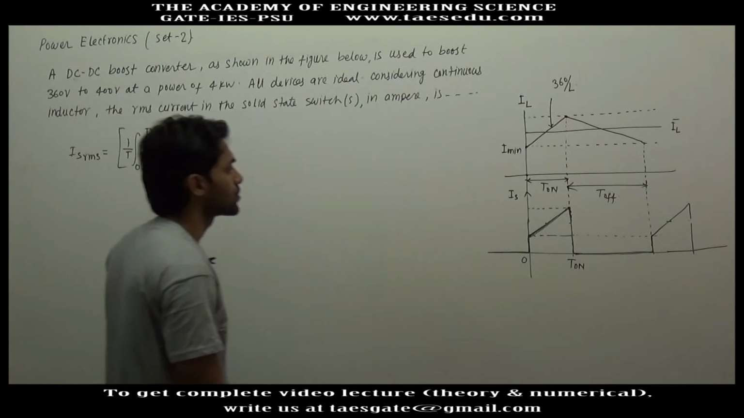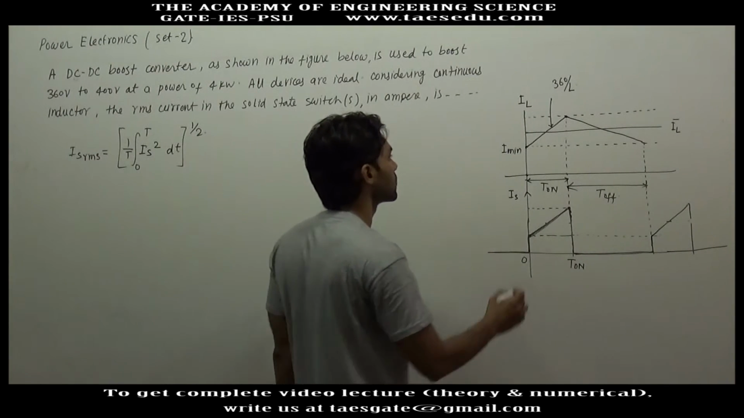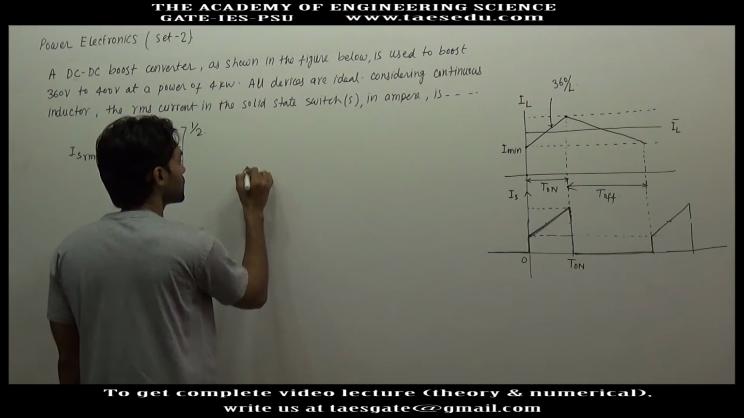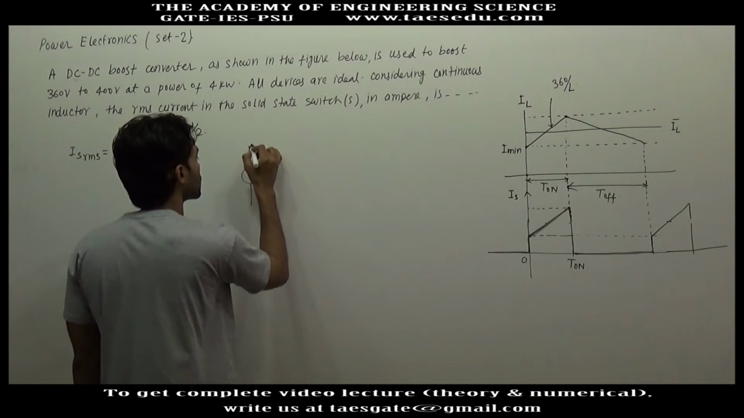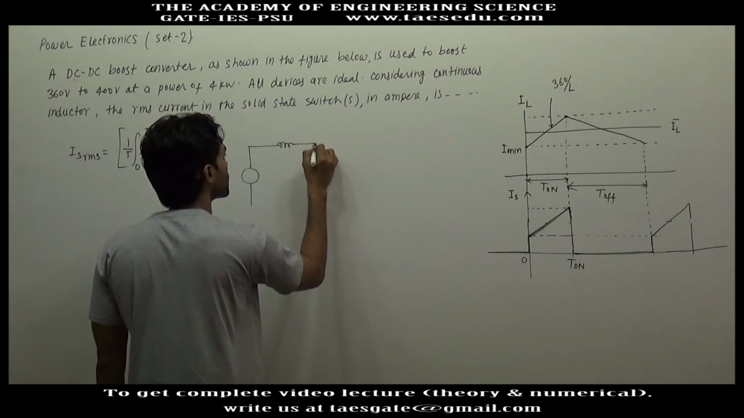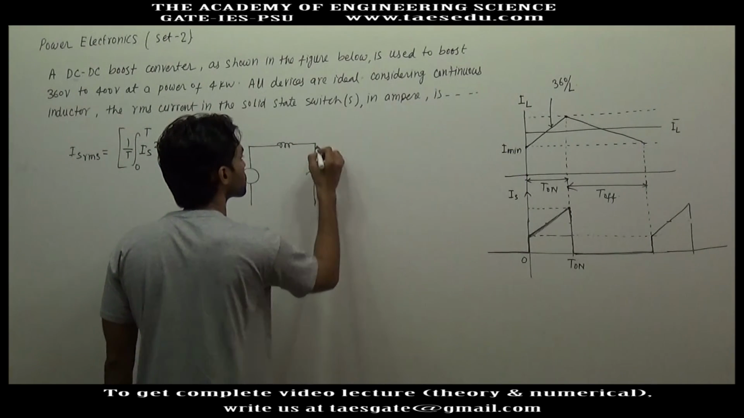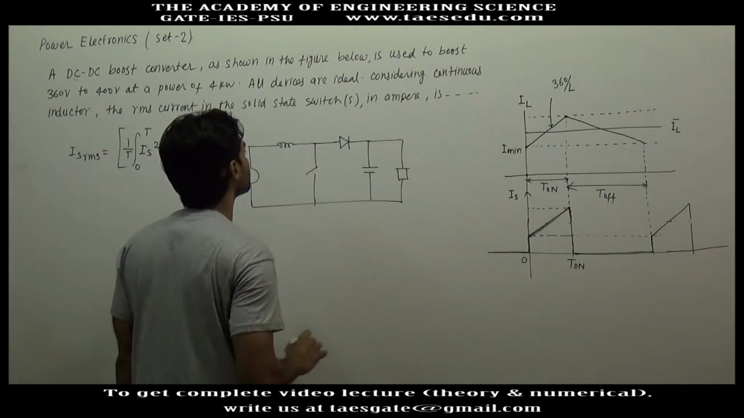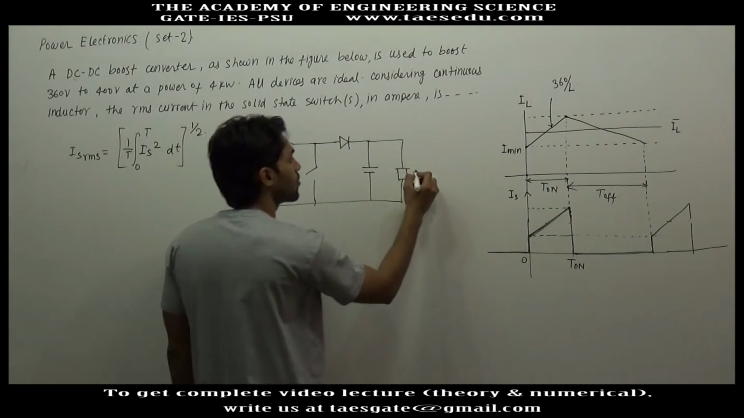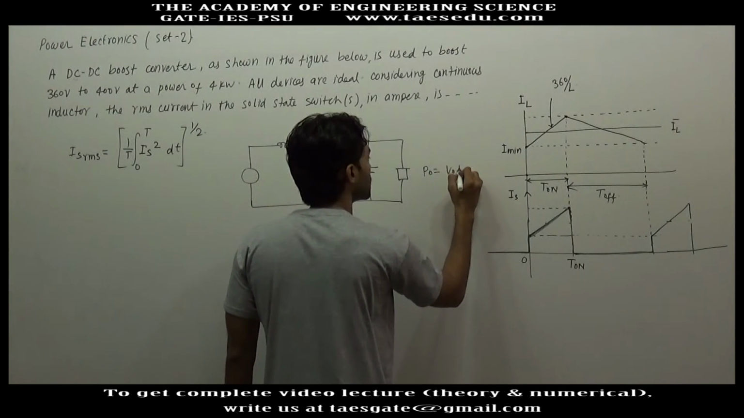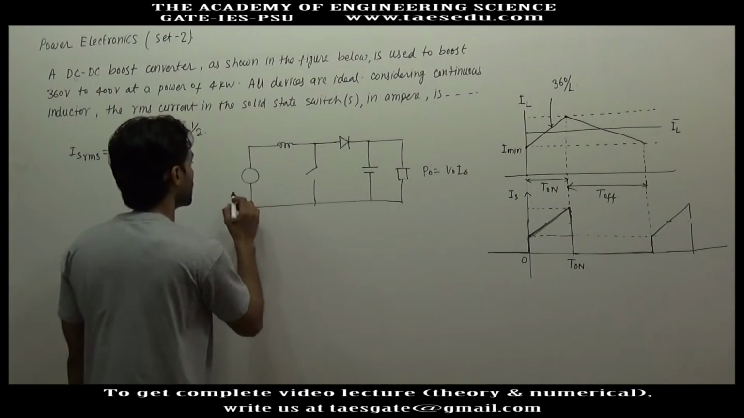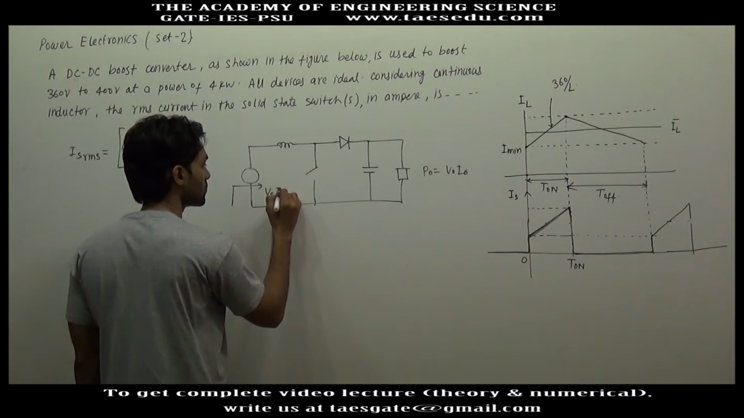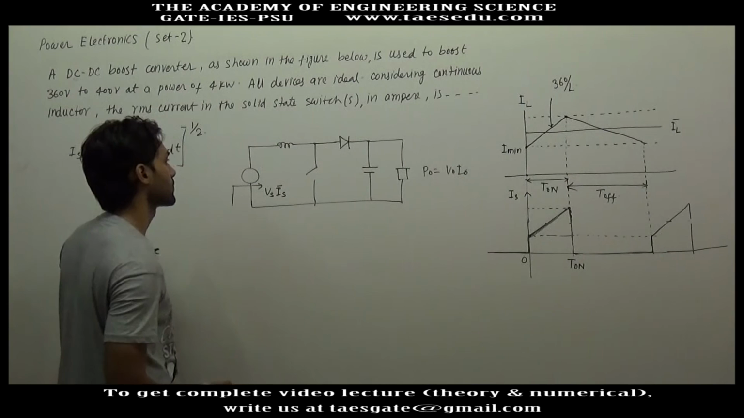So to find out the equation of switch current, let us first find the average inductor current. Let me first draw the circuit diagram of the boost converter. Here you have the inductor, here you have the main switch, and this is the load. The output power is V0 into I0, and the input power will be the source voltage into the average source current.